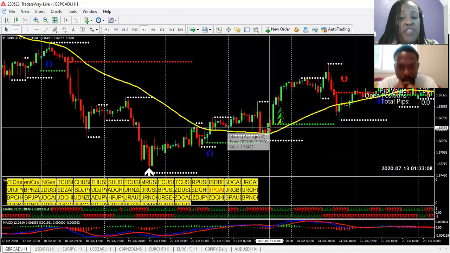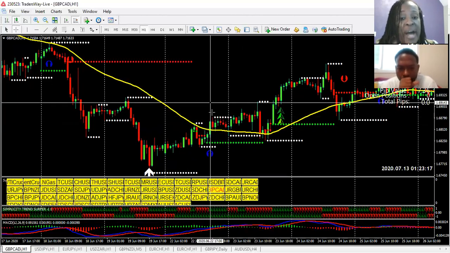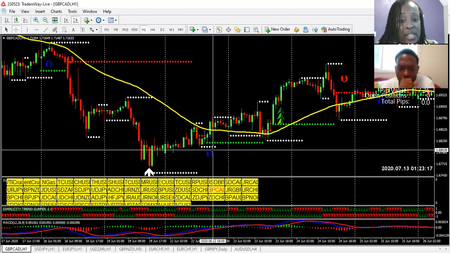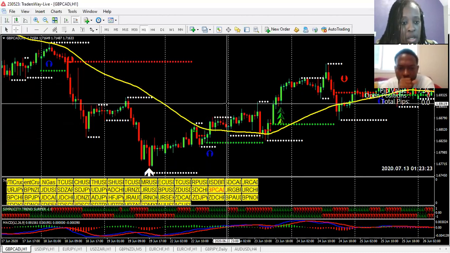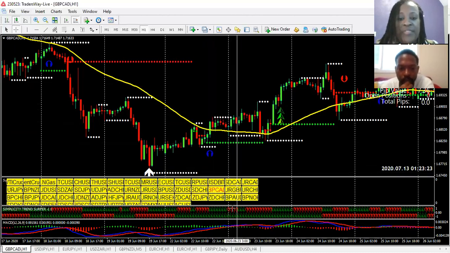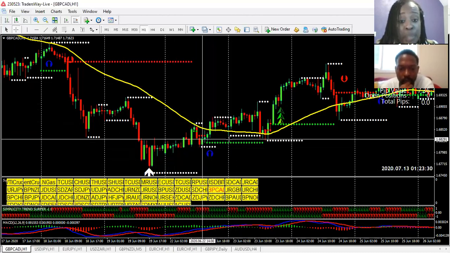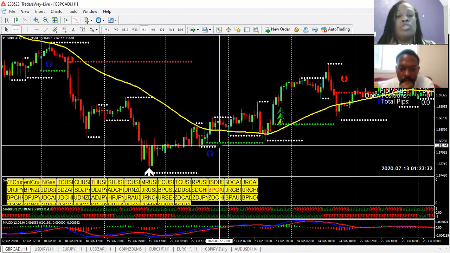Okay. See, the 50 tells us what territory price is in. If it's above the 50, we're in buyer's territory. If it's below, we're in seller's territory. Now, we only buy in buyer's territory. Okay. We only sell in seller's territory. Gotcha. No matter if the other confirmations check out, if it's below for a buy, we don't take that. Okay. Because what we want to do is not only trade with the trend, but we also want to trade in the right territory. We want to be in the right house.